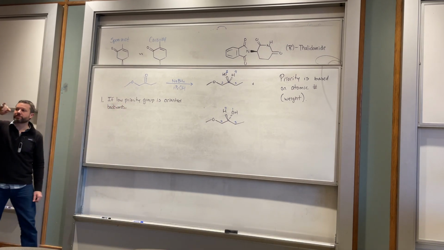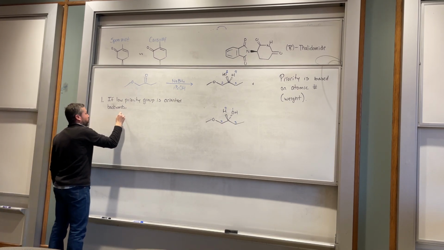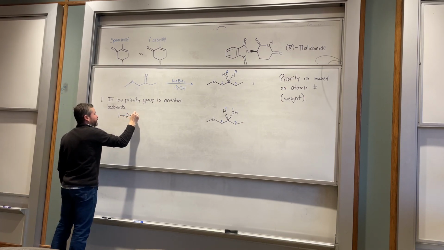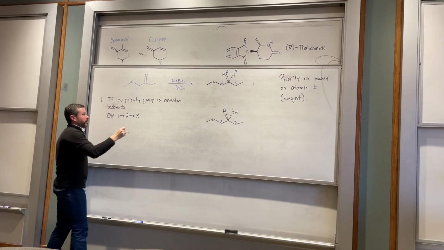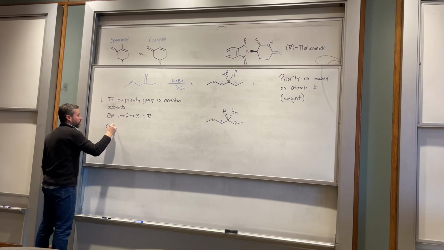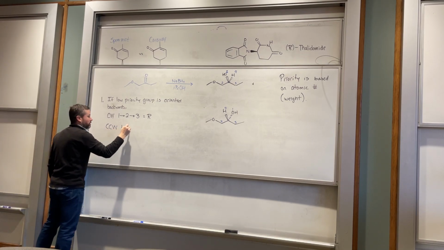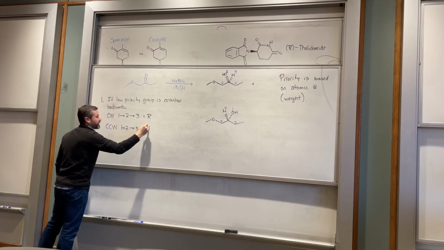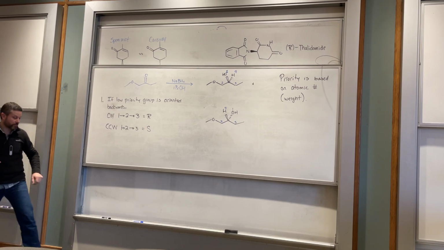Right? Then what you can do is look at the other groups, and if the other groups go 1 to 2 to 3 in a clockwise fashion, right, then that is going to be an R center. If the other groups go 1 to 2 to 3 in a counterclockwise fashion, then that's going to be an S stereo center. Okay, so we'll go over this in a second.